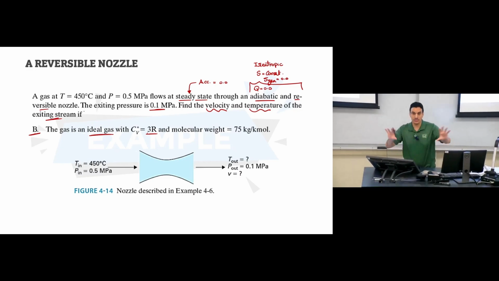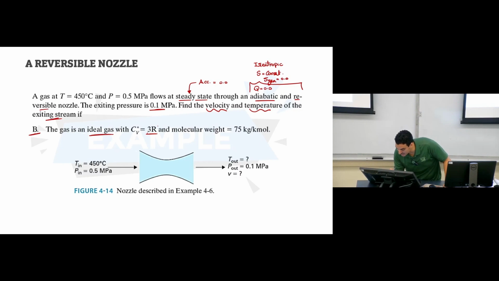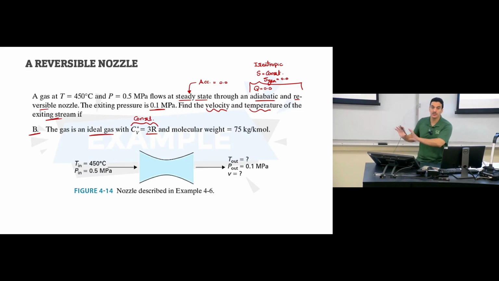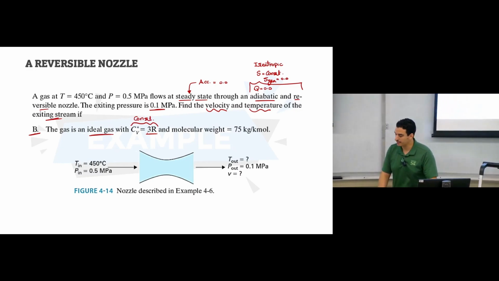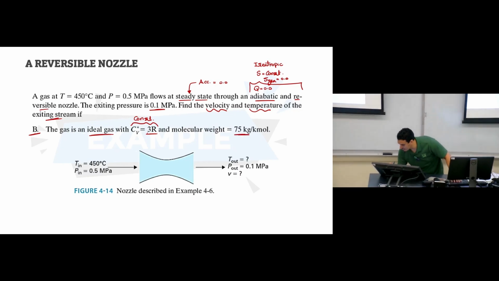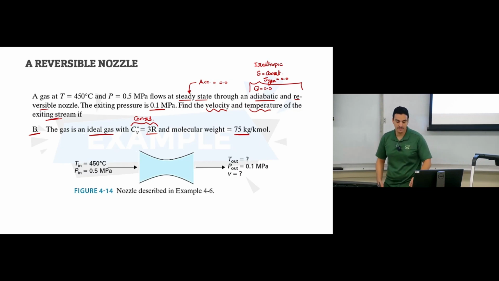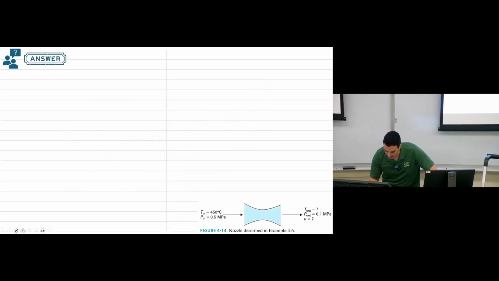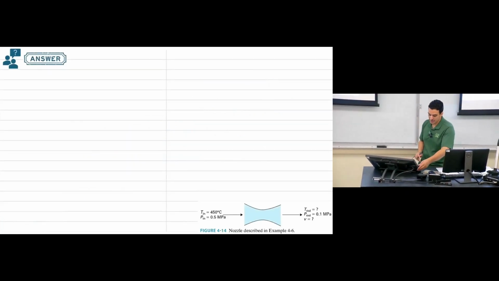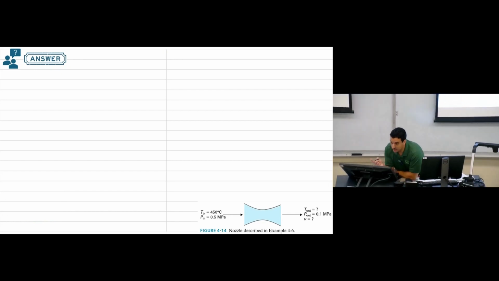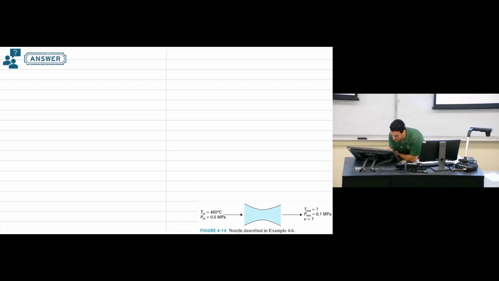So according to this statement, we have an ideal gas and also constant heat capacity. Then we can use any of the equations that we just showed. The molecular weight is 75 kilogram per kilomole for this gas. So again, we need to find the velocity and the temperature. In order to solve this example, it is similar to what we did in the previous lecture. We need to start with the first law of thermodynamics.